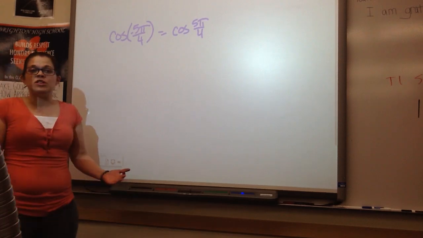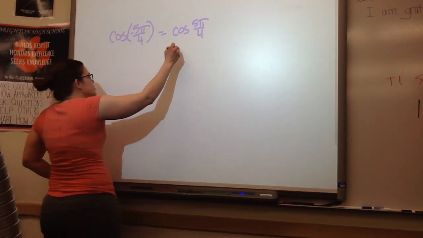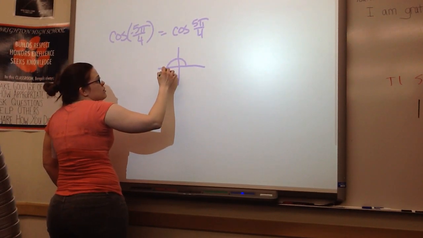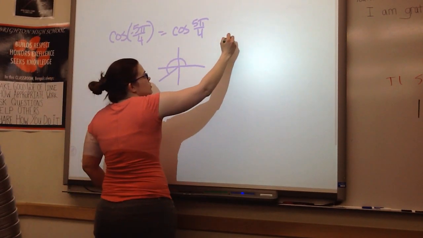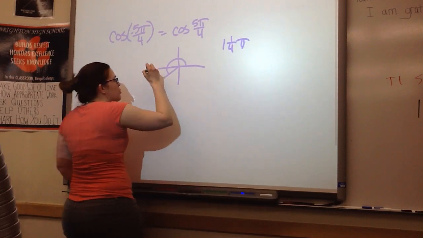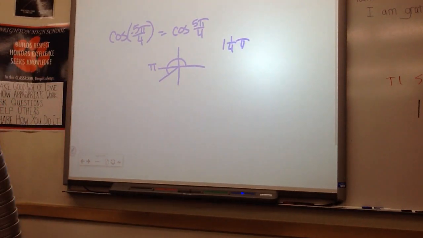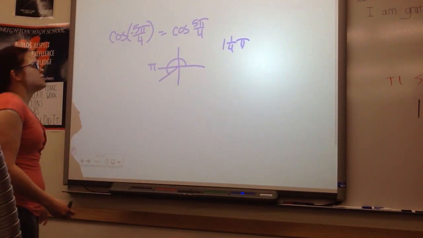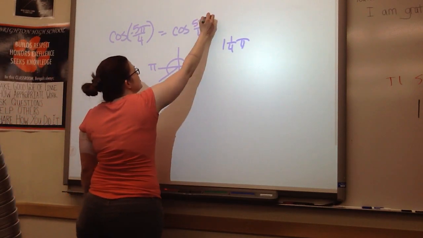So now we're going to evaluate the cosine of 5 pi fourths. So 4 goes into 5 how many times? Once. How many is left over? 1/4. So this is 1 1/4 pi. Right, remember that halfway around is pi. 1/4 is less than a half, so we're not going into the fourth quadrant. Okay. So our reference angle is pi fourths.